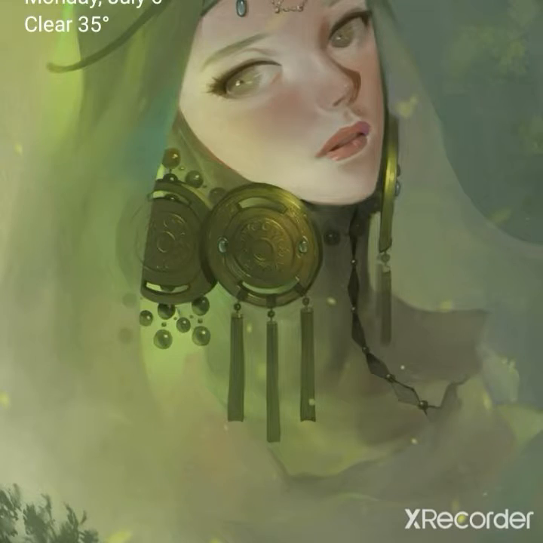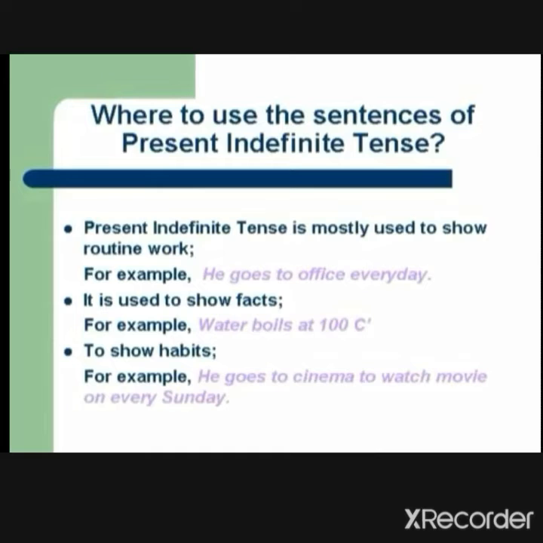And present indefinite tense is also used to show facts. For example, water boils at 100 Celsius. This is a fact and nobody can deny this fact, okay? And the third one is to show habits. For example, he goes to cinema to watch movies every Sunday.